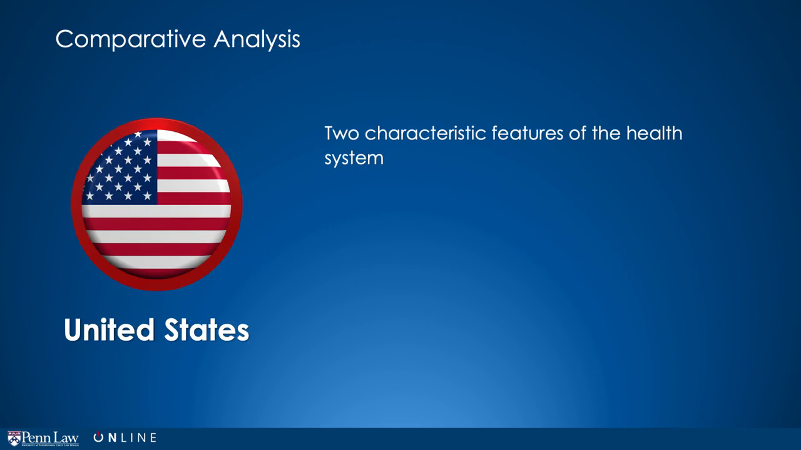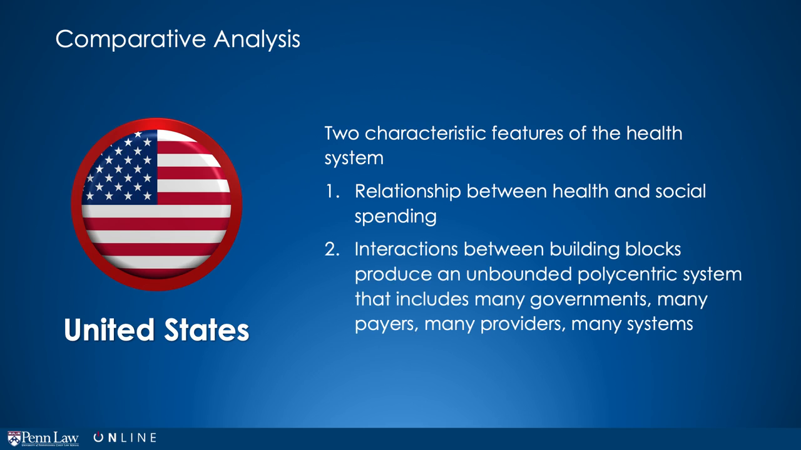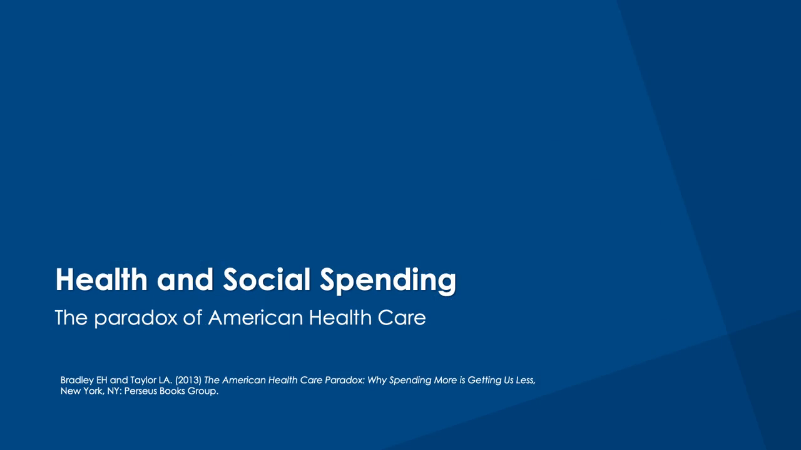In this module, we will deal with two characteristic features of the United States health system. The first is the relationship between health and social spending. We'll analyse that element in this segment of the lecture. In the remaining segments of the lecture, we'll review the interactions between the building blocks and how those interactions produce an unbounded, polycentric system that includes many governments, many payers, many providers, and many systems. So let's begin with the analysis of the interaction between health and social spending.